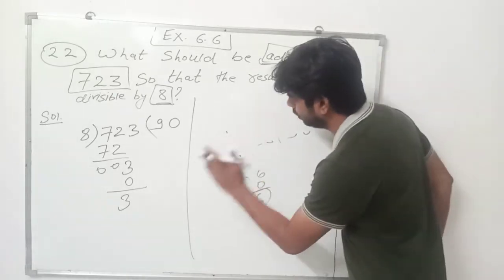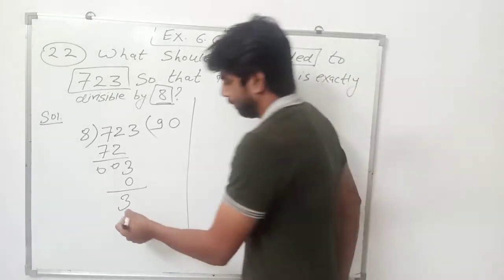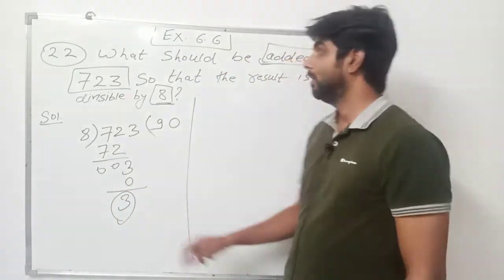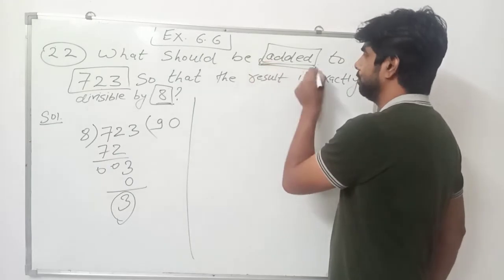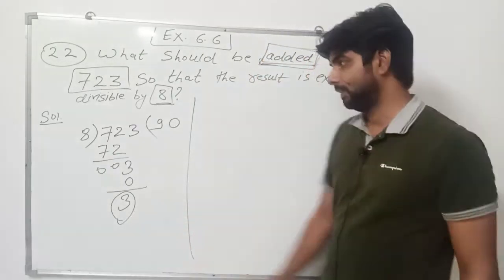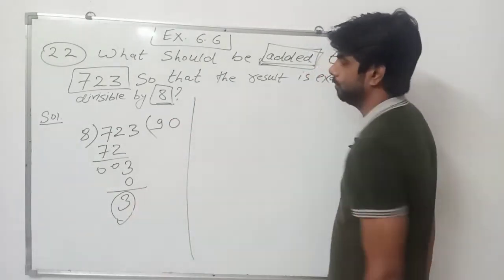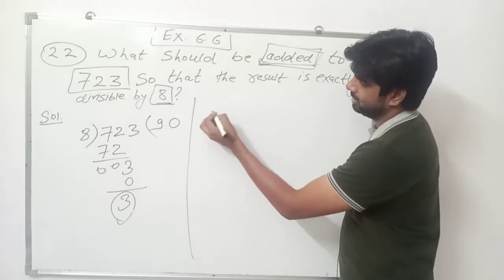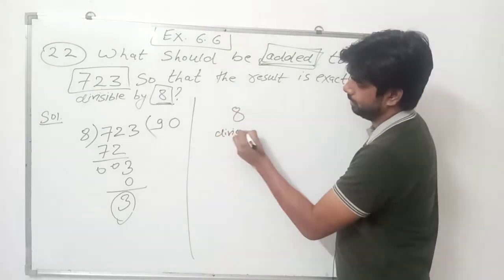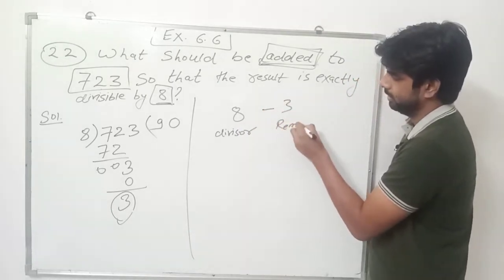So what do we have to do? First, we have to subtract this remainder from the divisor. Always remember, whenever the question is what should be added, we will not add the remainder directly. First, we have to subtract the remainder from the divisor. So what is the divisor? That is 8, minus 3, that is our remainder.